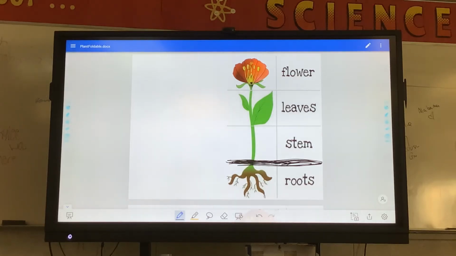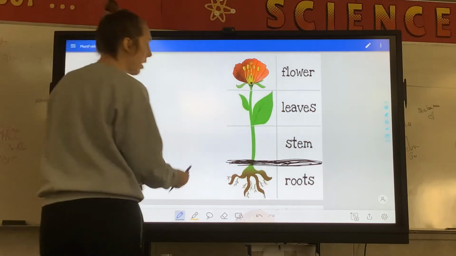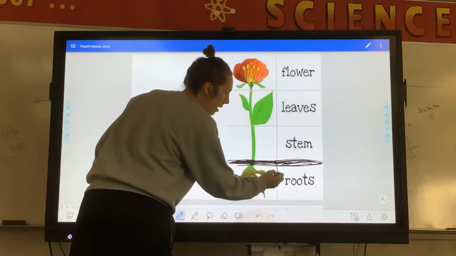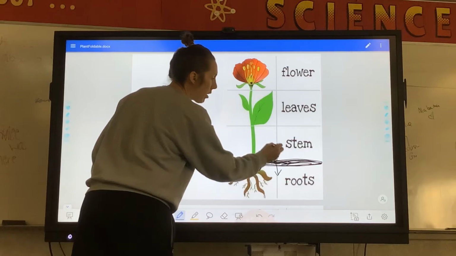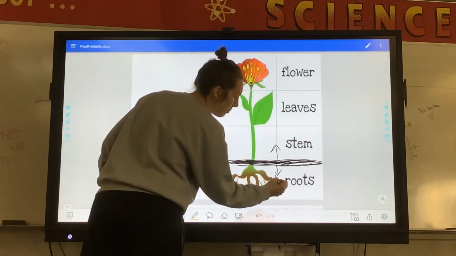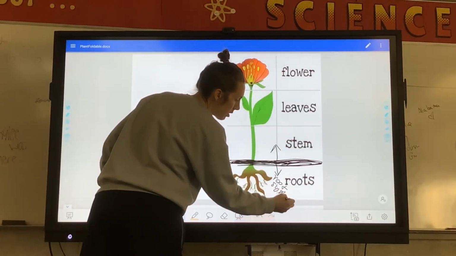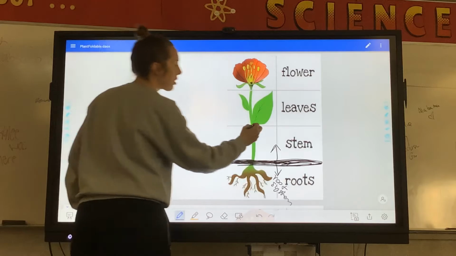Okay, first thing you're gonna do, fold it in half, so leave these on the outside. Then I'm gonna write an arrow downward and an arrow upward. So from this line, everything below is called the root system. Everything above is called the shoot system.